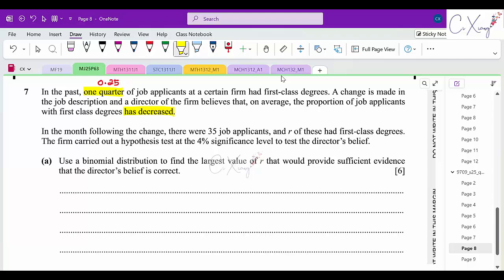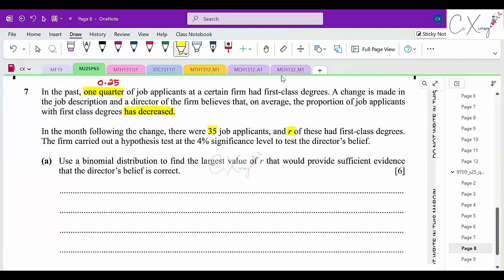In the month following the change, there were 35 job applicants. R of these had a first-class degree. R means the observed value, and we need to try to get the observed value later, but they didn't tell you what the observed value is here. They just put it as R.